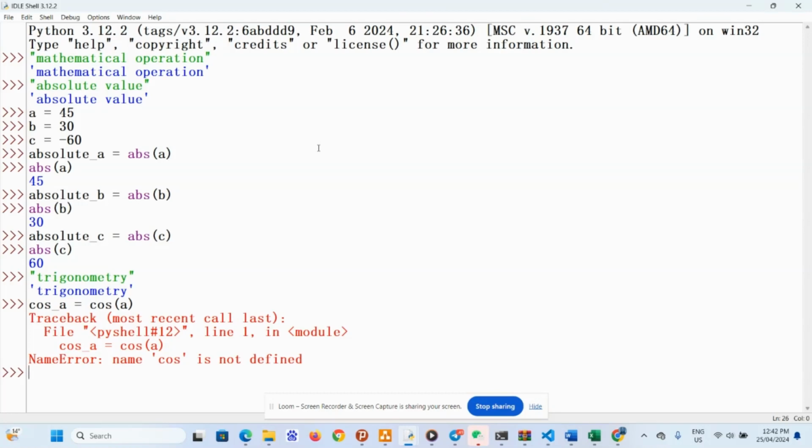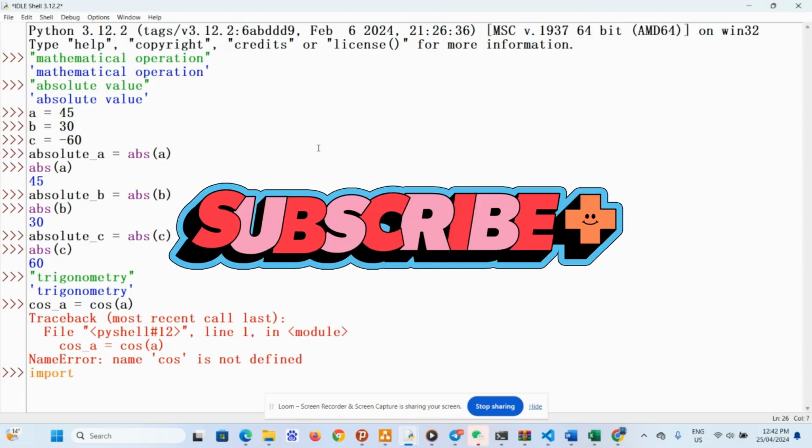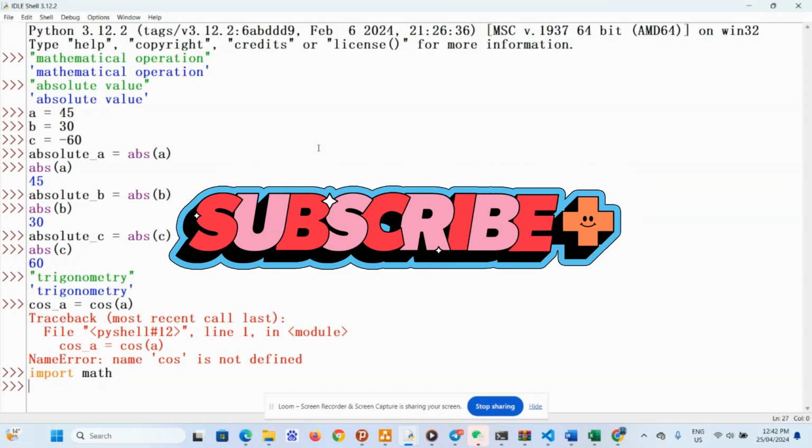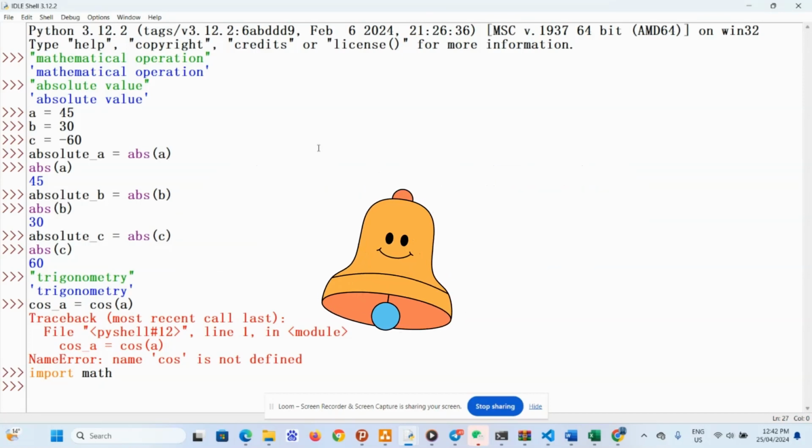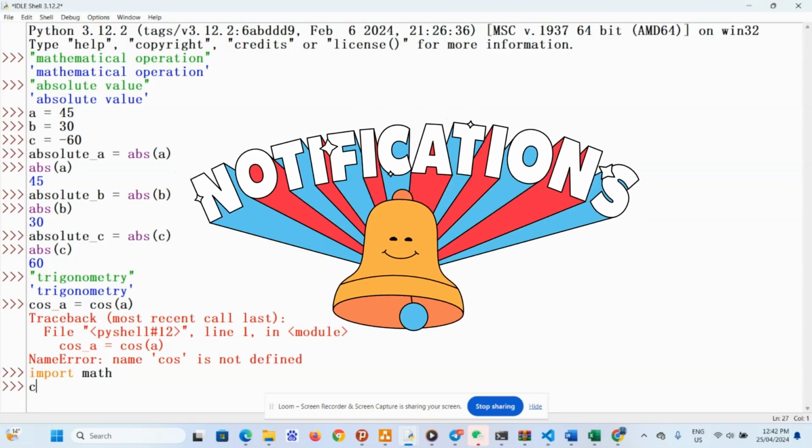Obviously, for us to work with cosine under trigonometry, we have to import a module called math. We have to import math. So import math. If you don't import math, you are going to have an error. Import math. Okay, now here we have cos back.